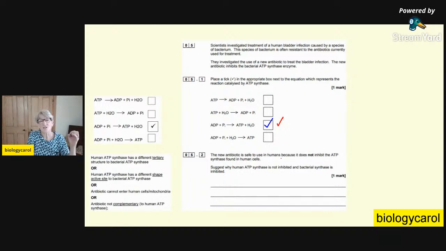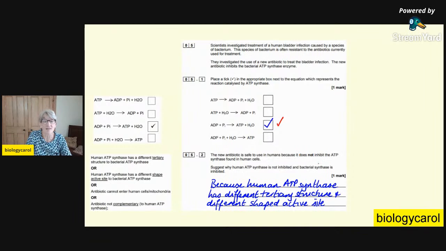The new antibiotic is safe to use in humans because it does not inhibit the ATP synthase found in human cells. Suggest why not. Well, it must be because the human ATP synthase has a slightly different tertiary structure and therefore a slightly different shape of the active site. And therefore it's a different shape and therefore isn't complementary. The inhibitor isn't complementary. Oh, hold on. Oh, yes, I'm just realizing that I am absolutely assuming that it is competitive inhibition. So I did get the marks, but I'm sitting here going, oh, did I get that right? Oh, and I got the mark anyway.